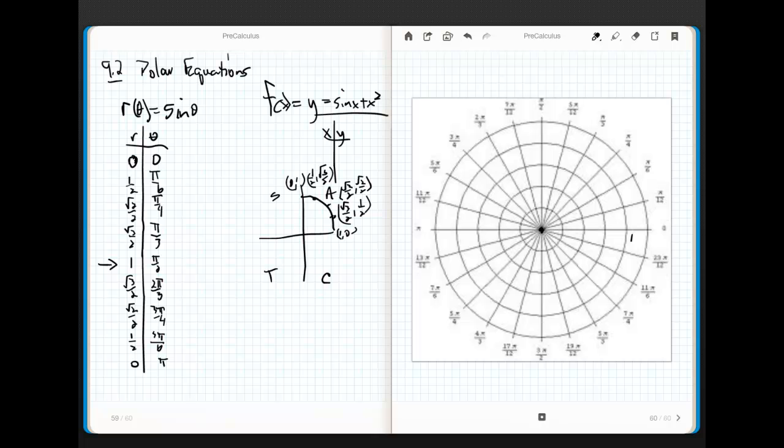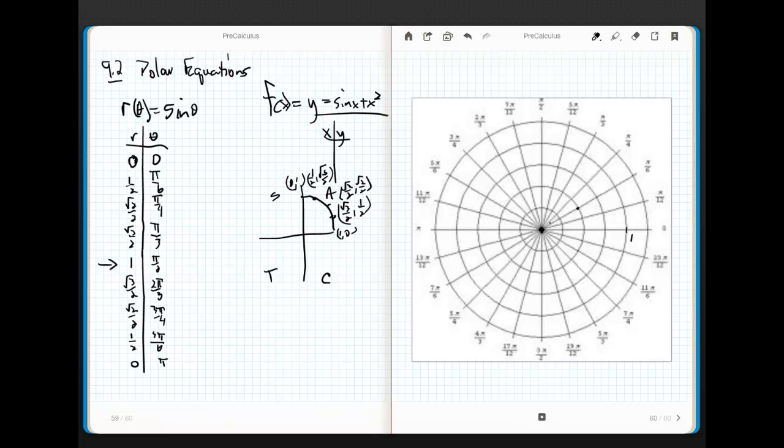So I know I start at 0, 0. I know that if I go out to pi/6, then I'm at 1/2. Since this value right here is 1, I'm just going to go to pi/6, cut it in half, so it's going to get me right there.